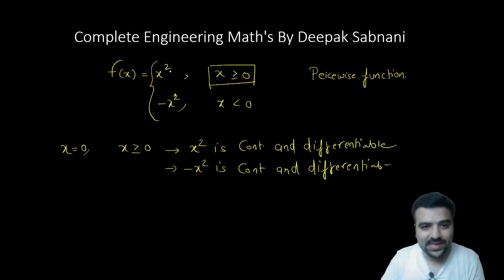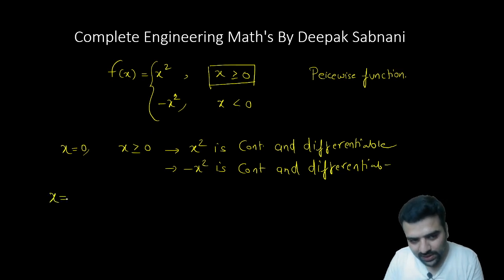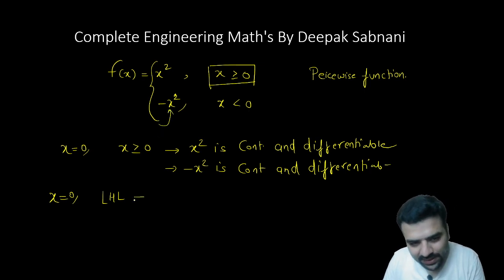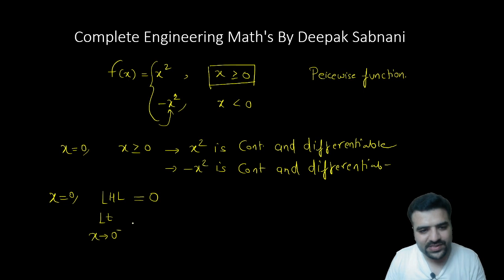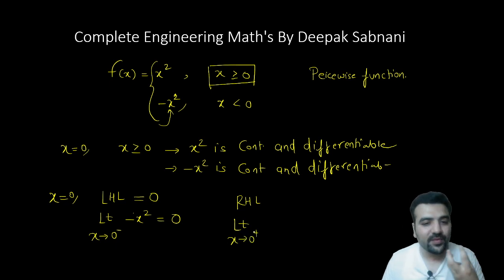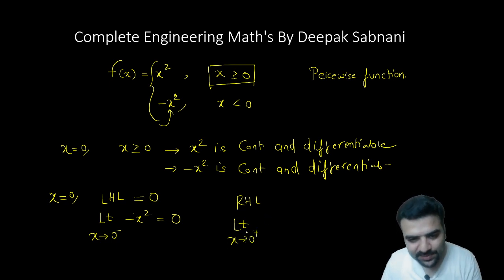Now at x equal to 0, what is the left hand limit? The left hand limit is when you approach x from the negative side of 0, there is this part. So LHL will be 0 if you just substitute 0 here. Or if you want to solve like this, limit x tends to 0 from the left side, the function is minus x square. Now put the value 0 here, it will be 0. What is RHL? RHL is the limit as x approaches 0 from the positive side. The function is x square. Just put 0 here, so 0 square is 0, so RHL is 0.